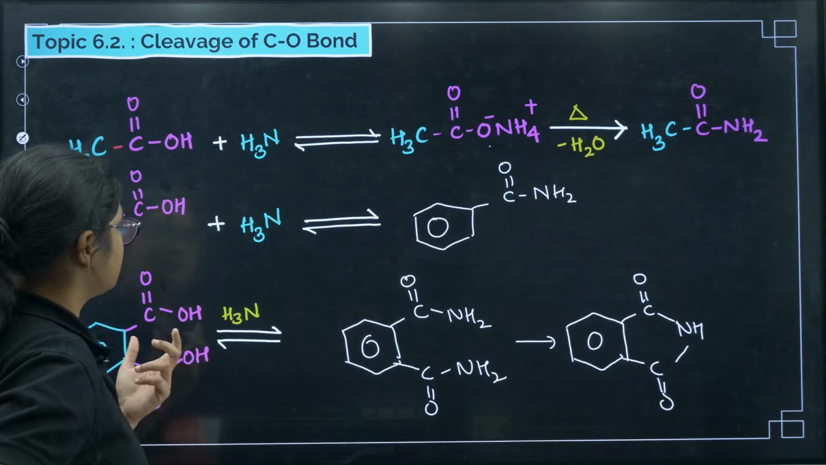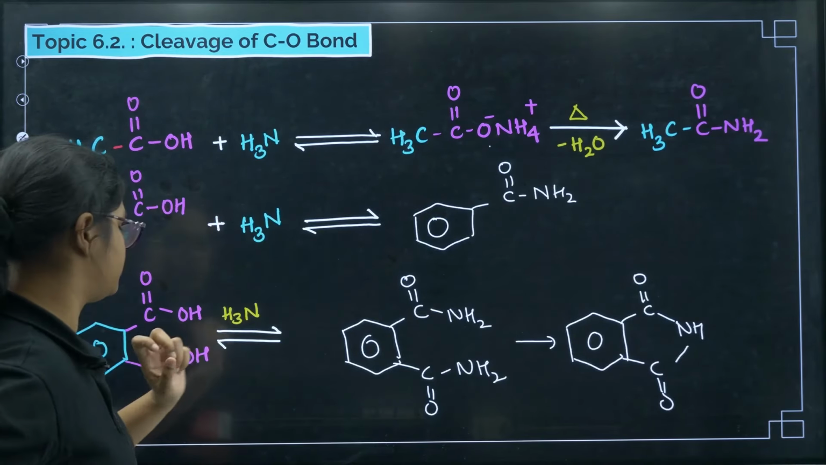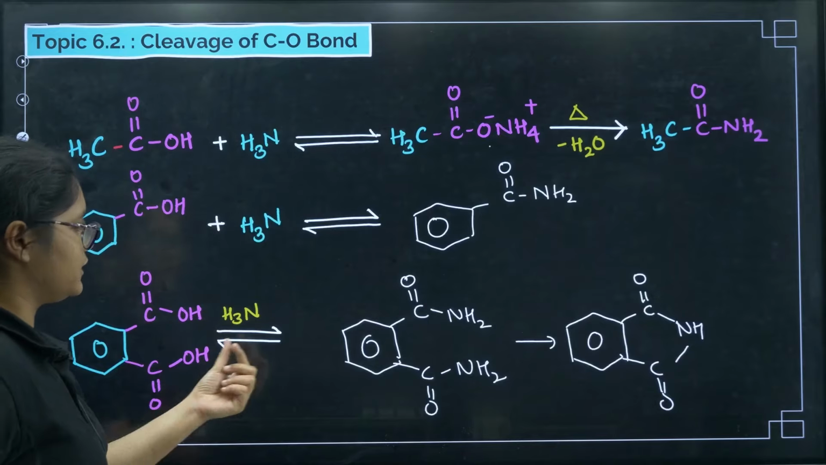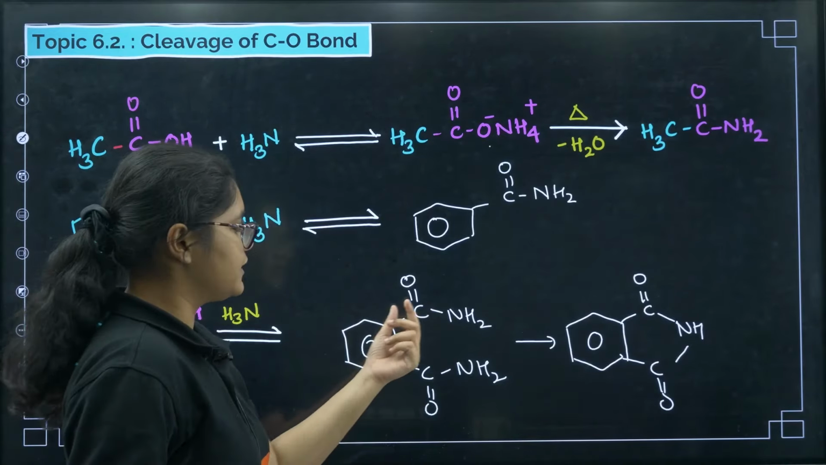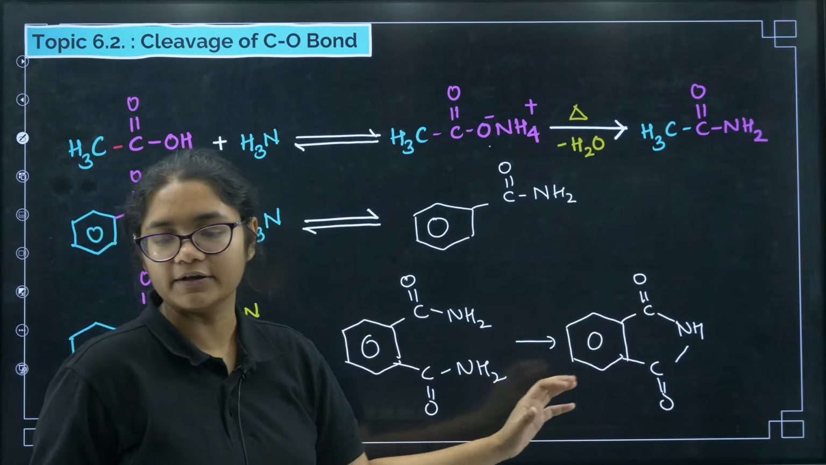Now similarly here, suppose we have this product, simply you have to remove this one and add NH2. Simply here you have to remove, you will get NH2. After that there is ammonia release and we get phthalimide produced here.